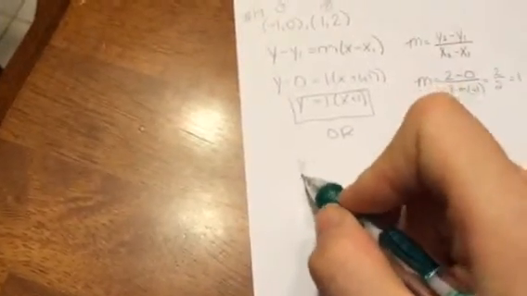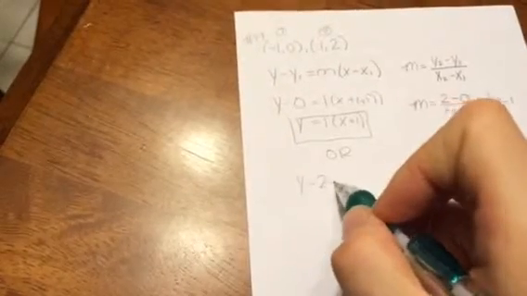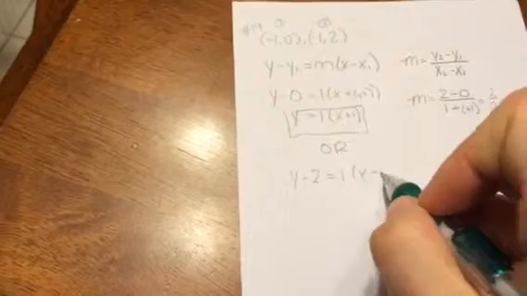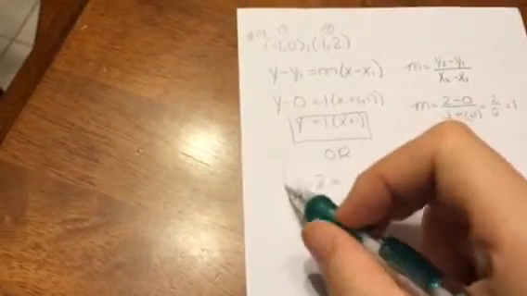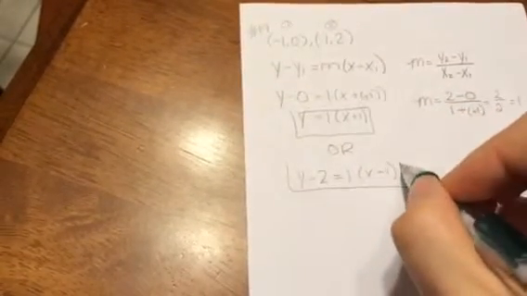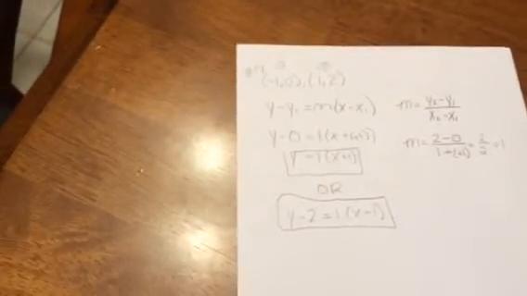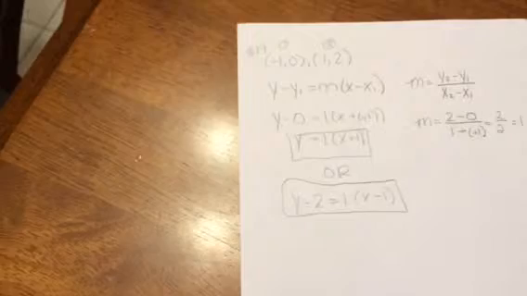Or you can use the second point. So it'd be y minus y1, you go grab that y point, equals, the slope is still 1, x minus x1. So either of these are point slope form. You do not have to give me both. You would just need to be able to give me one of those.